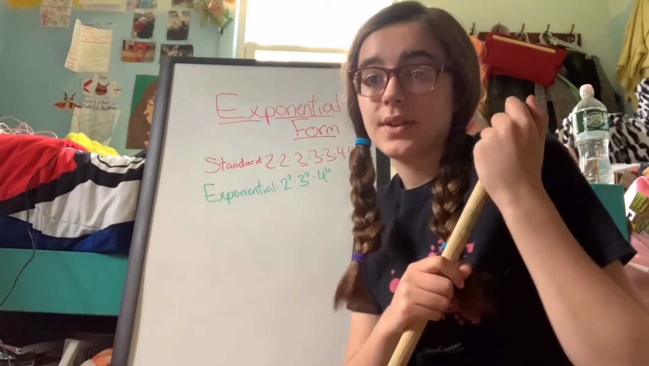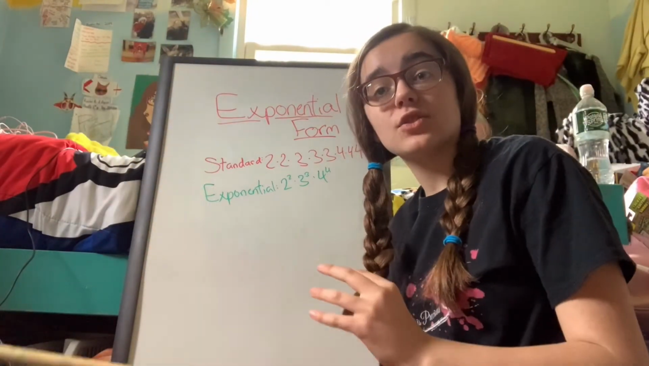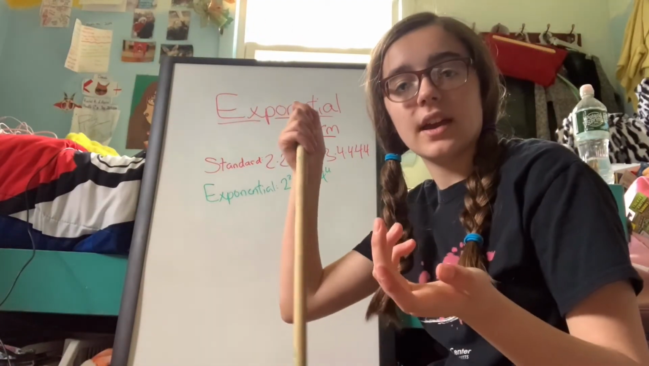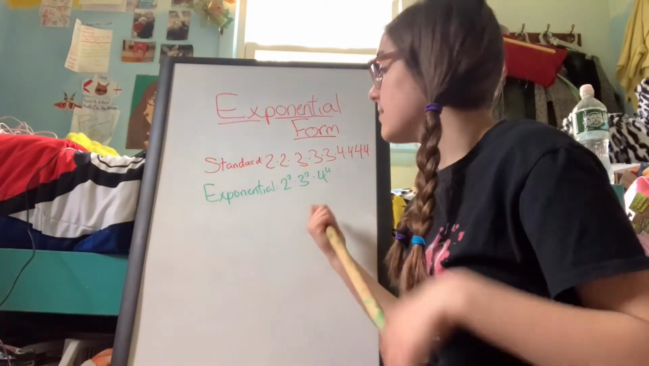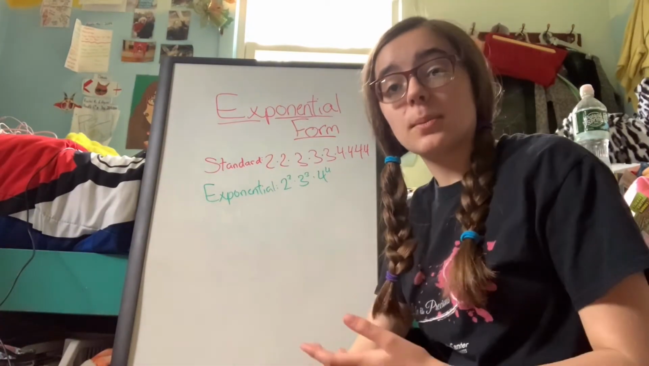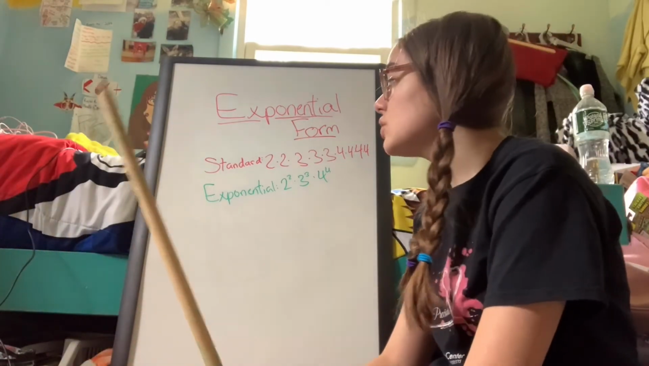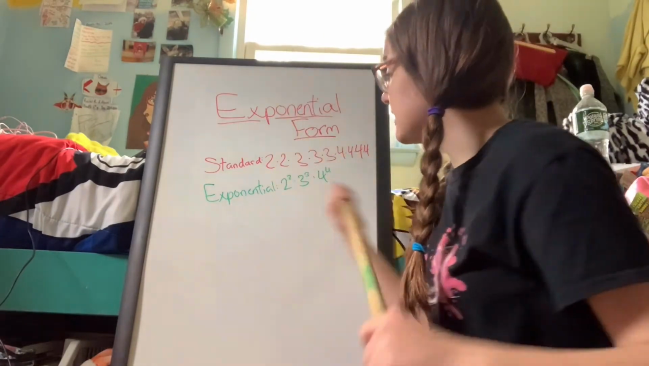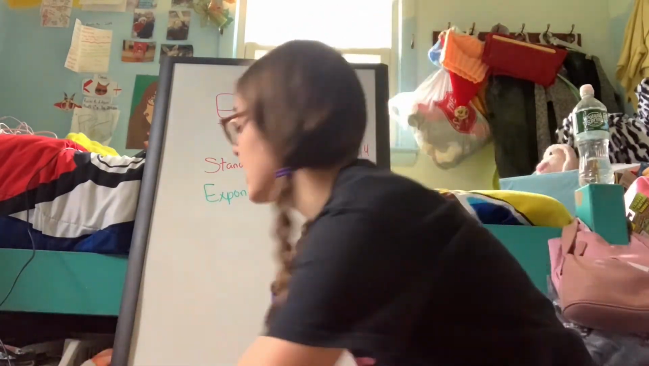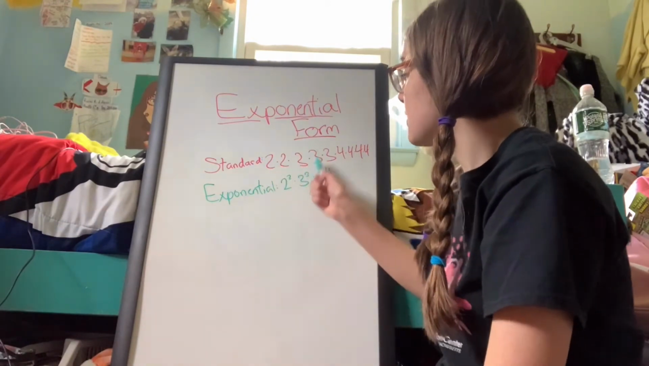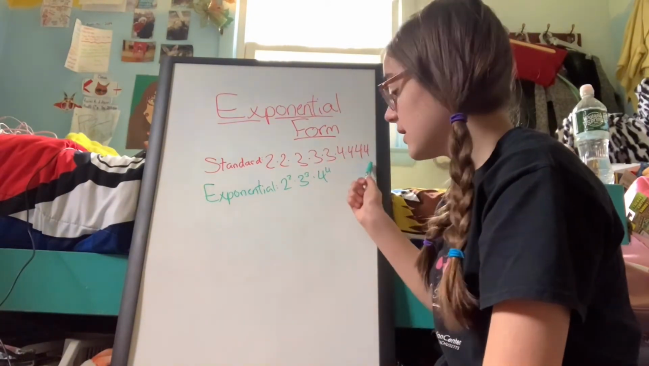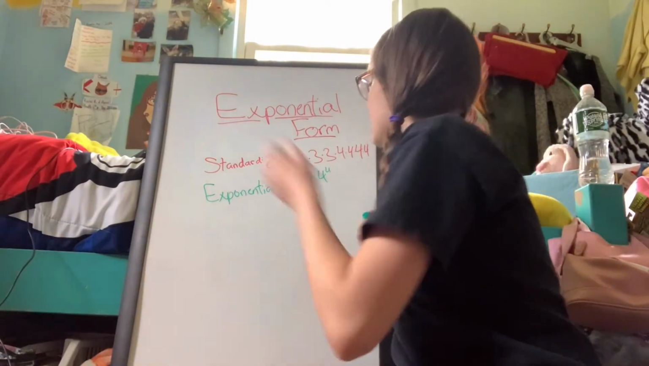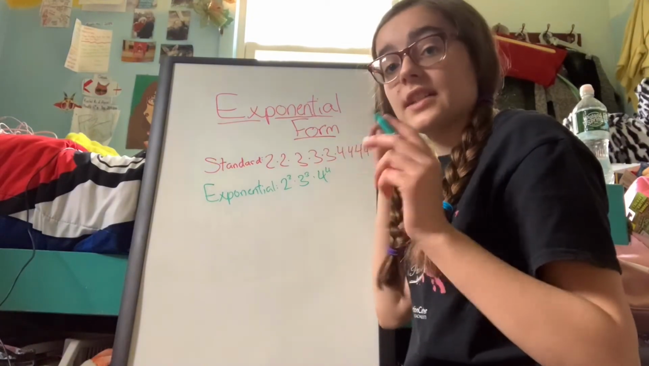Exponential form. Exponential form is a way to shorten long multiplication sentences, if you say, and make them shorter and easier to interpret and understand. They're often used in prime factorization, which will be our next video. As you can see here, we have a standard 2 times 2 times 3 times 3 times 3 times 4 times 4 times 4 times 4. This is 9 terms. That's a lot of terms for us to handle.